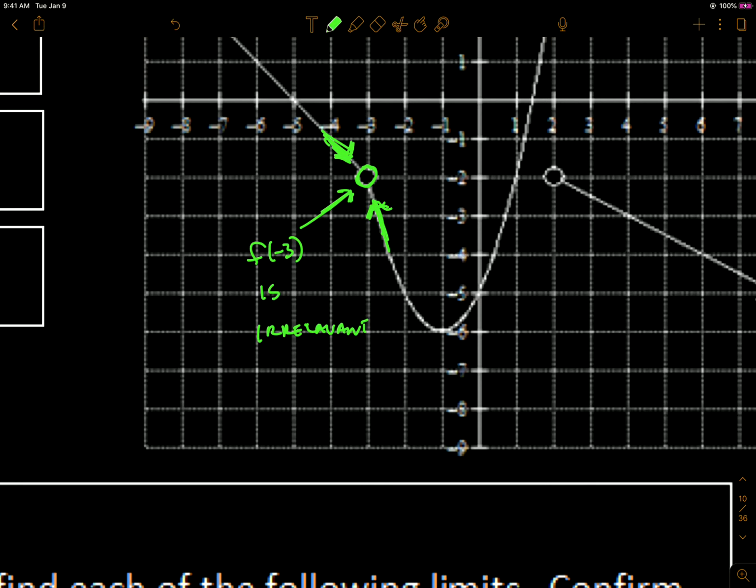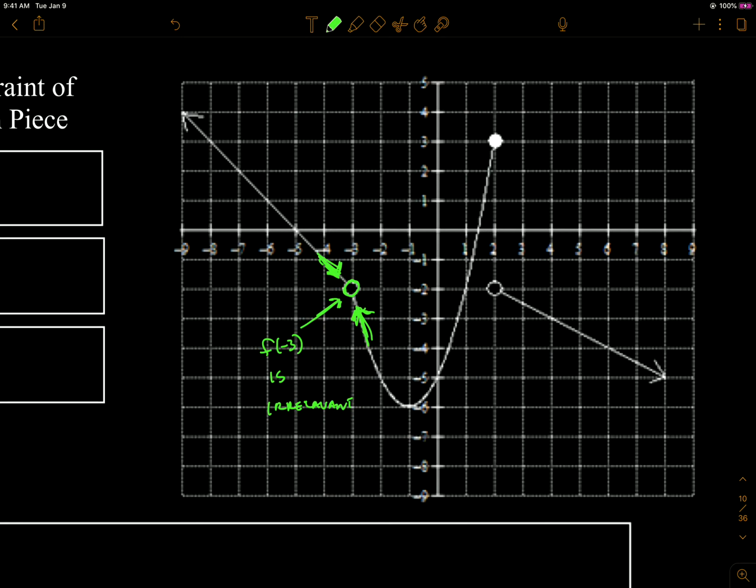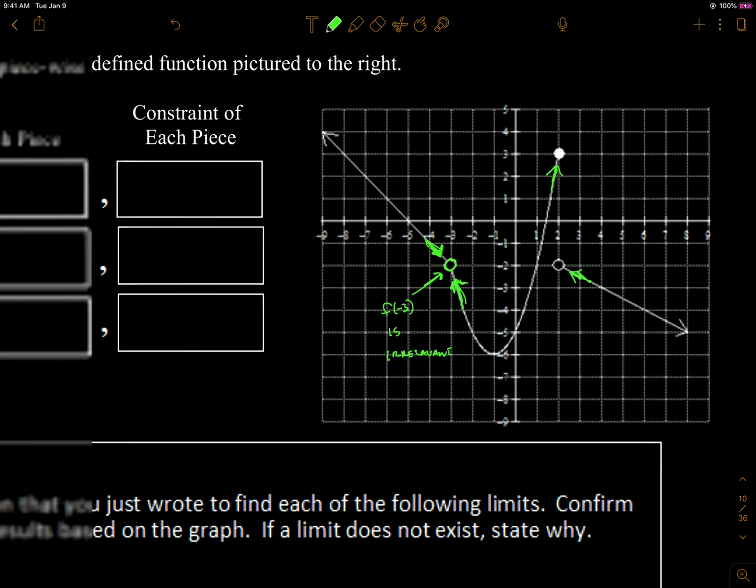So the limit from the left is -2. The limit from the right is -2 as well. So then the limit is -2. Over here the limit from the left is 3. The limit from the right is -2. So the limit does not exist.